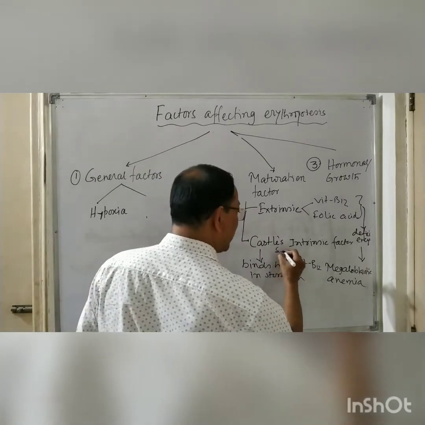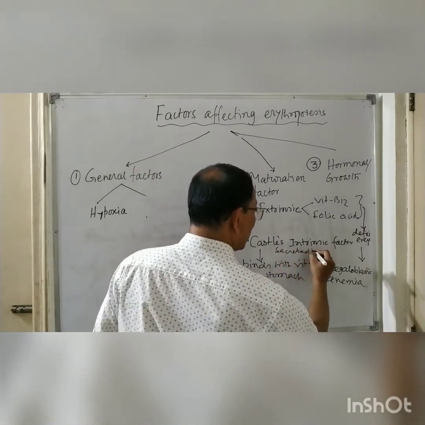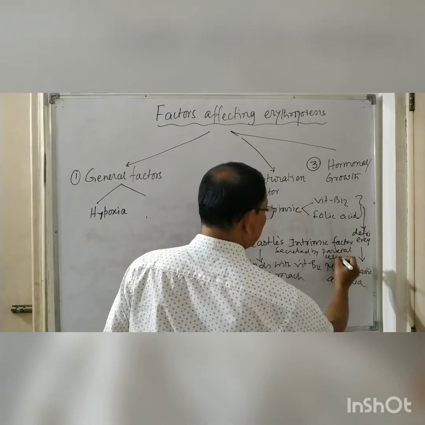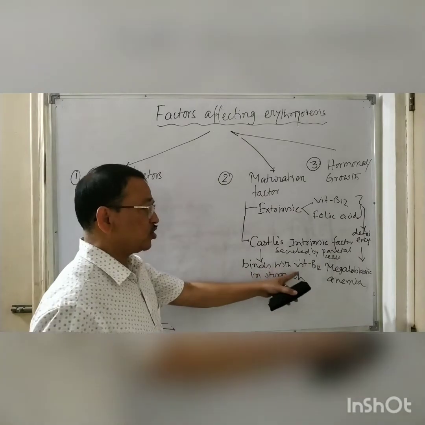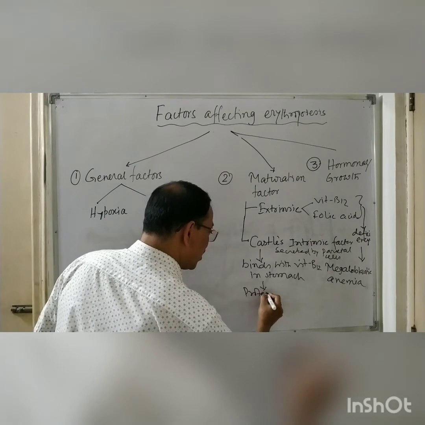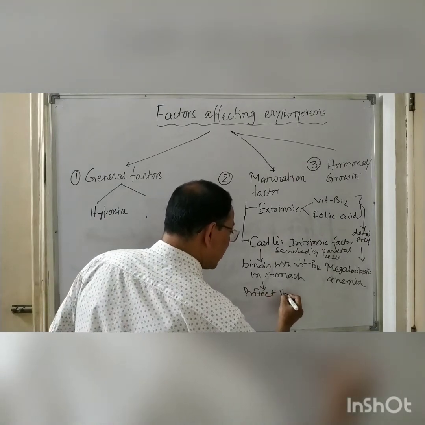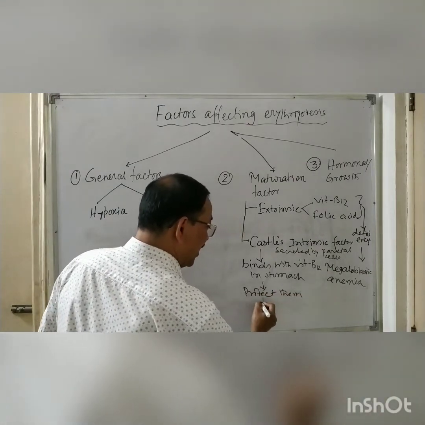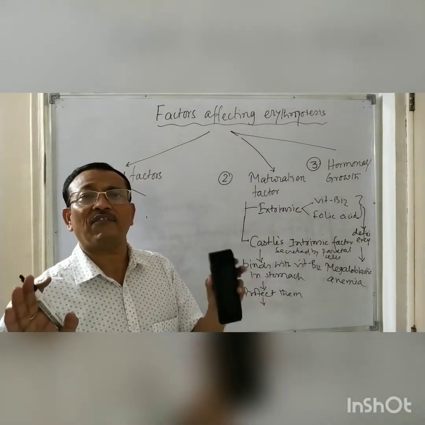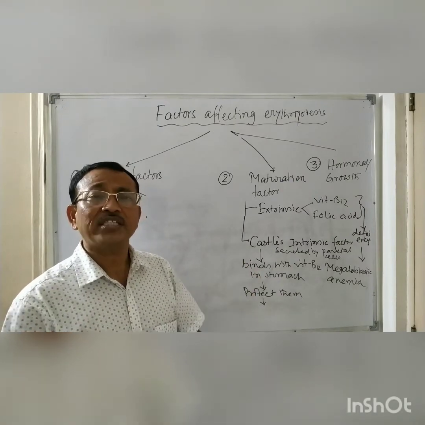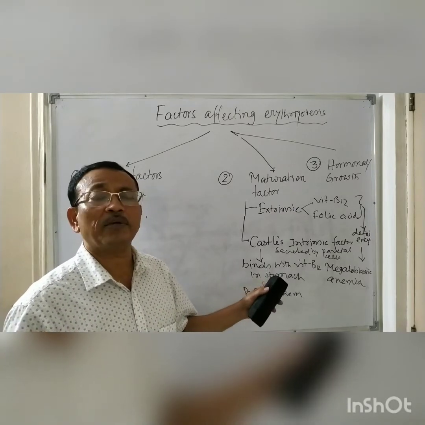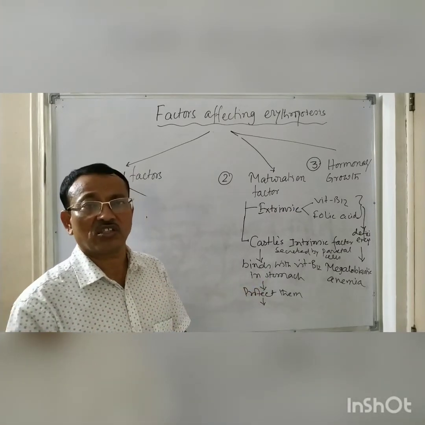This is secreted by parietal cells of stomach. Parietal cells of stomach. So it binds with vitamin B12 in stomach, protects them, and they carry the vitamin B12 up to the level of ileum, which is the chief site from where the vitamin B12 is absorbed by the gastrointestinal tract.